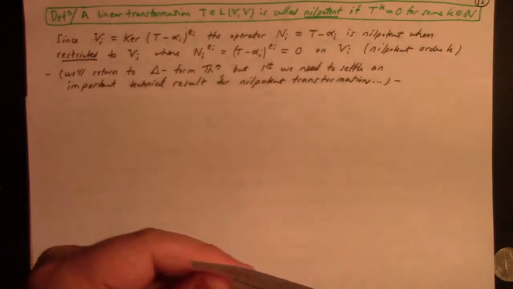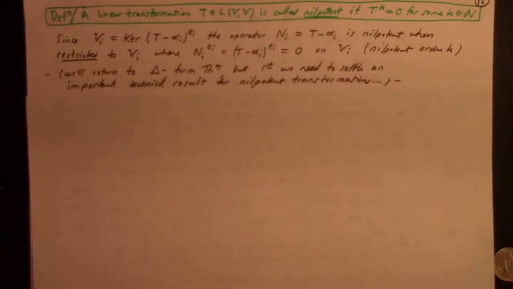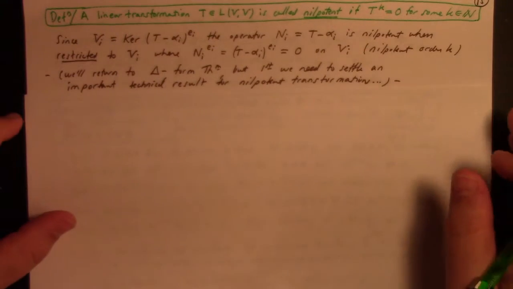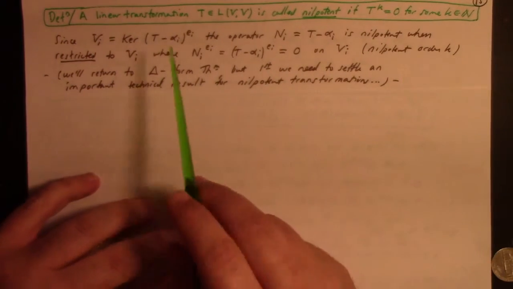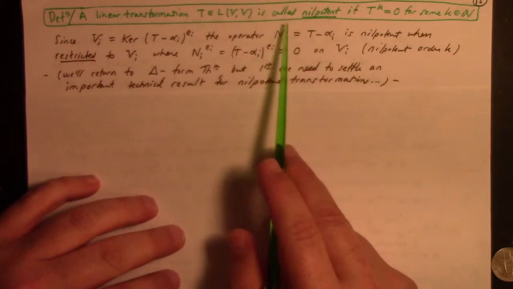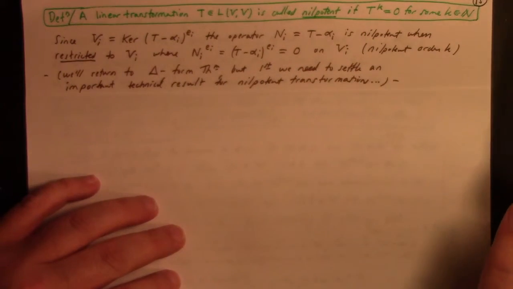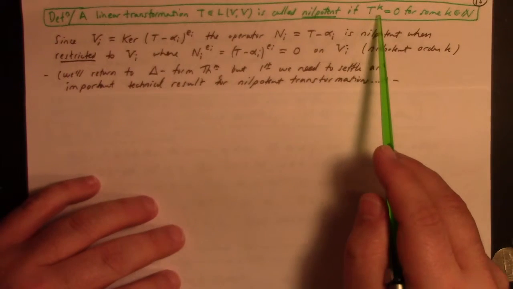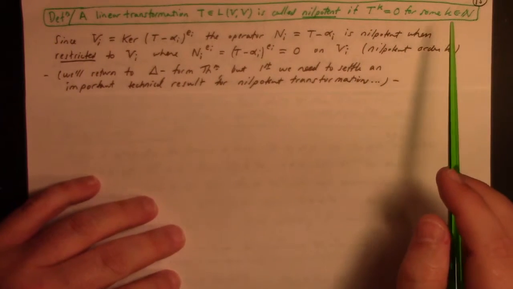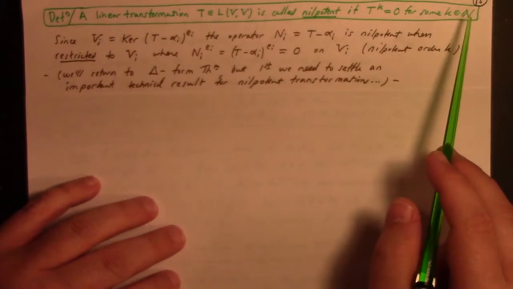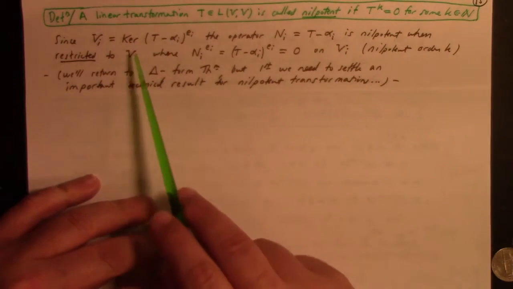So we've got to define a term and prove a little lemma, then we'll eventually get back to that theorem. So stick with me here. A linear transformation T is called nilpotent if T to the k is equal to 0 for some k. In this definition, I guess we are allowing 0. 0 would be nilpotent, right?